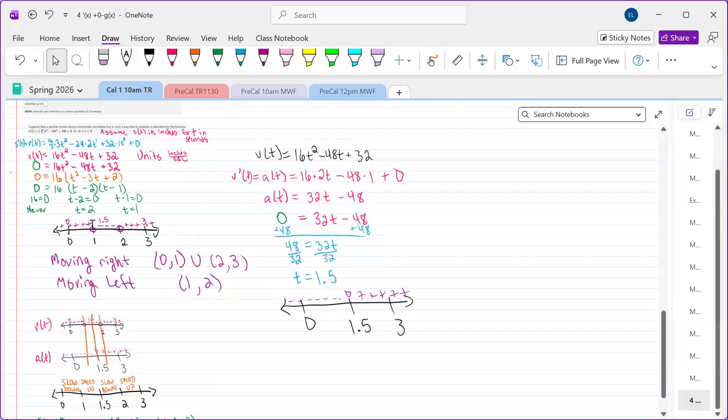But I had to pick a number between 1 and 2. You can also just use your knowledge of the way parabolas work. This parabola is 16t squared, so that means it opens upward. So it's above the x-axis, below the x-axis, above the x-axis. So you could also just say, in the middle it's going to be negative. The other two are going to be positive.